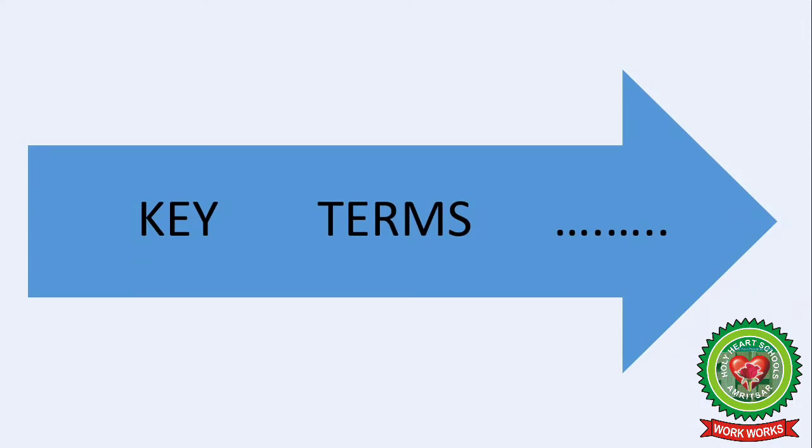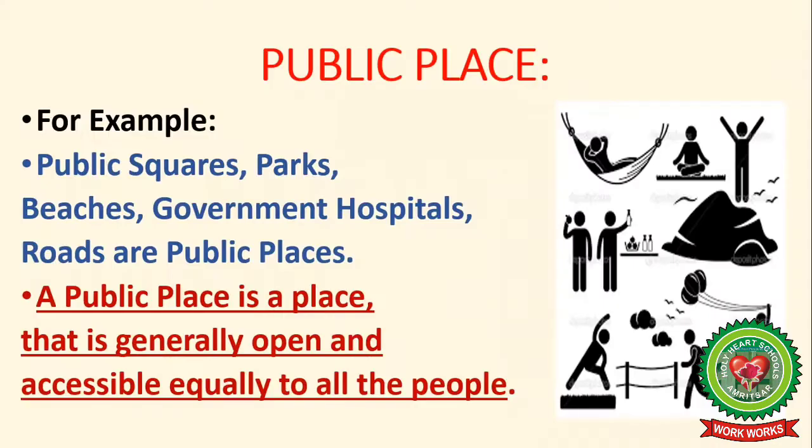Now, before discussions of these objectives, I would like to discuss the key terms with you. The first key term is public place. I will make this clear through an example: public squares, parks, beaches, government hospitals, and roads are public places. A public place is a place that is generally open and accessible equally to all the people. Students, we can easily go to all these places. So these are called public places.